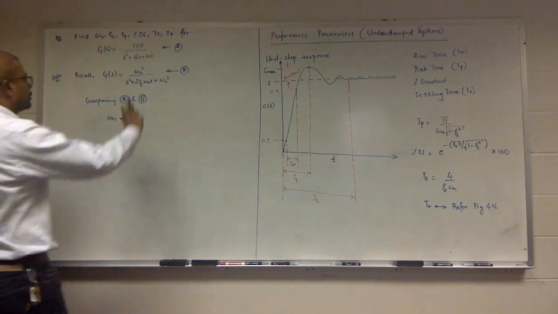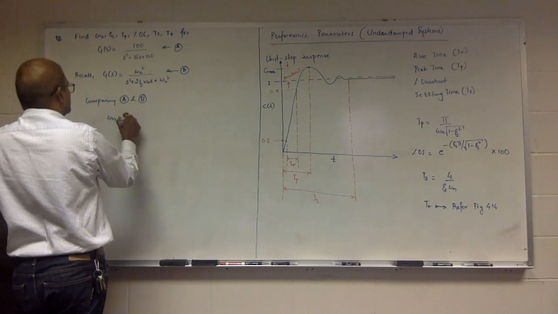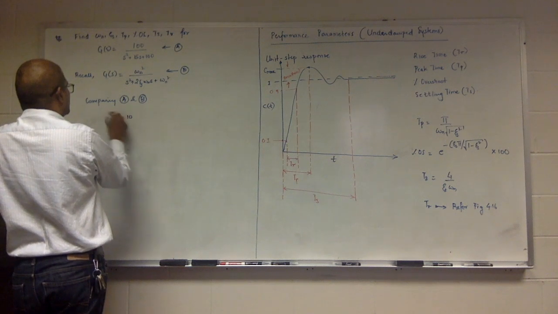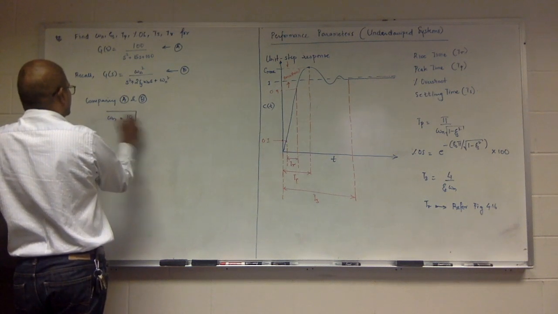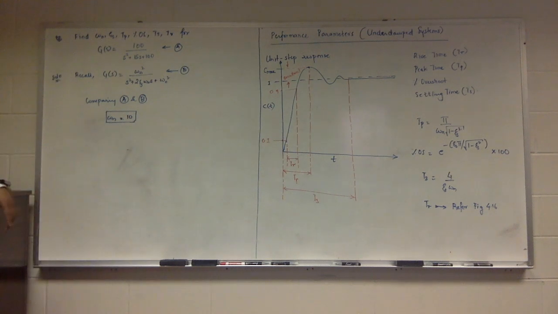Right. So you have to always compare the denominators, okay? And I'll tell you why. It is plus or minus 10, but natural frequency is not negative. Natural frequency is always positive. There is no meaning for natural frequency being negative.